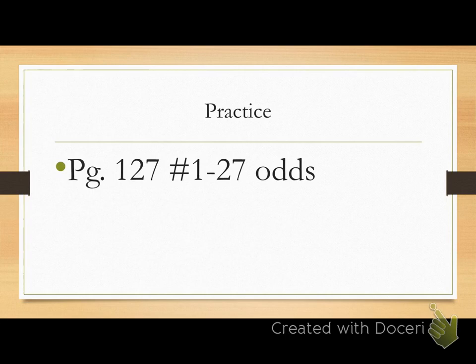Here's your assignment. Page 127, numbers 1 through 27, odds. Make sure you get this written down. Make sure you get the correct heading on your paper: name, date, period, assignment in the upper right-hand corner of your paper. If you do not finish this in class, this will be due Friday, the 27th on Canvas. Are there any questions about the notes before I end the recording?